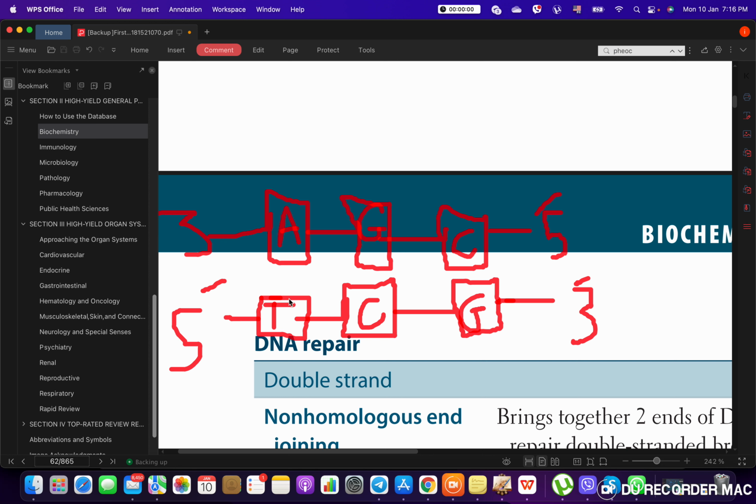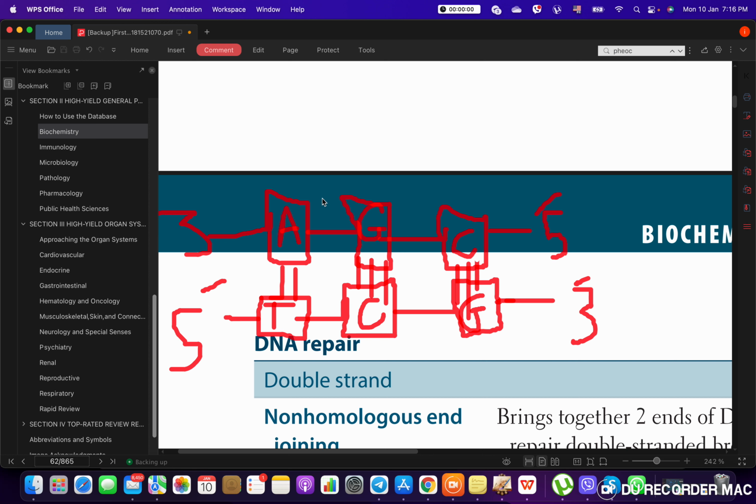nucleotides? It has a name. Absolutely correct. It's the hydrogen bond. How many hydrogen bonds between adenine and thymine? 2. How many bonds between guanine and cytosine? 3. And this is 3 as well.